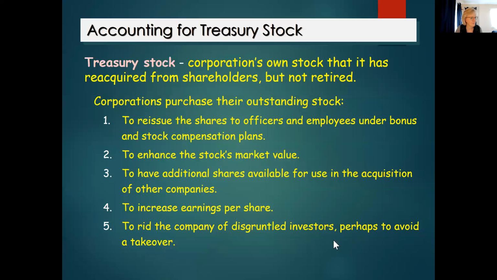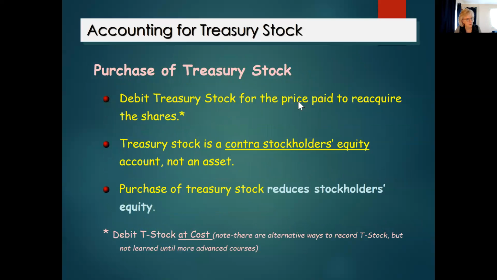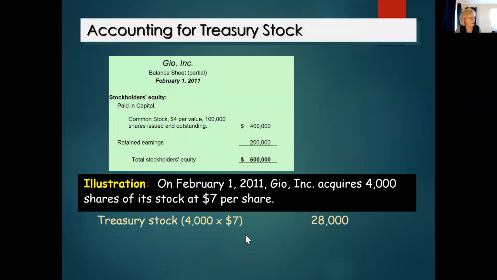And then to buy off bad investors and just say, we'll buy back your stock. We'll just get you out. We don't want you voting. We don't want you participating in the company. Okay. So they buy it back. We debit treasury stock for the price paid to reacquire, contra equity, and it reduces stockholders' equity. Okay, and that's the journal entry we saw.